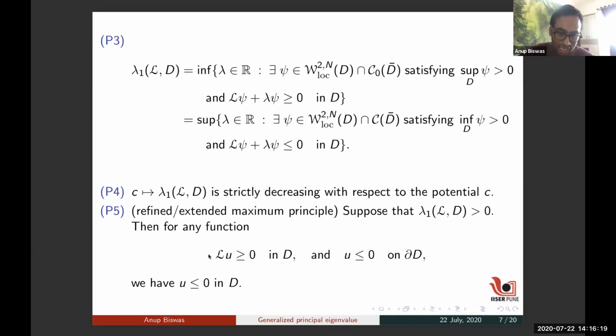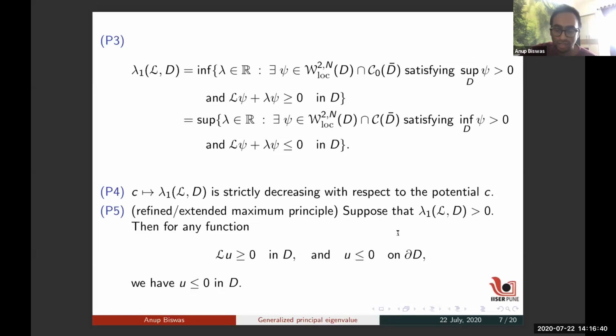What it means is that if I take any function u, which is a sub-solution in D, and u is non-positive on the boundary, then u has to be non-positive inside. Okay, so this is called a maximum principle. For obvious reason, you can relate it with the complex analysis.